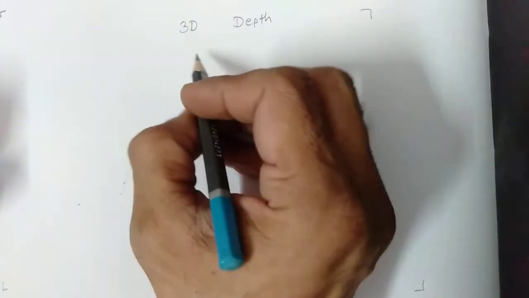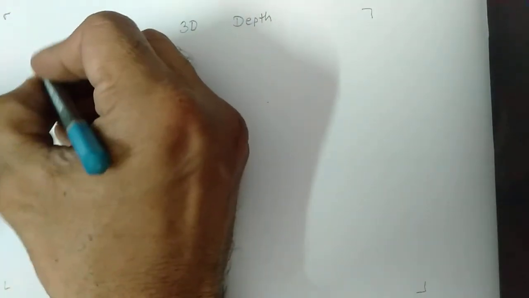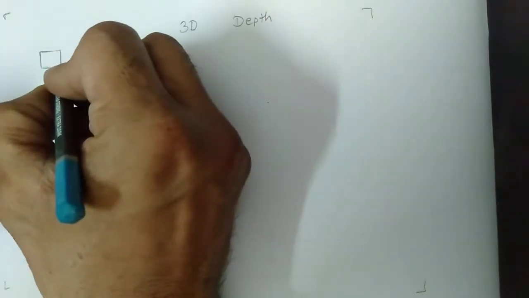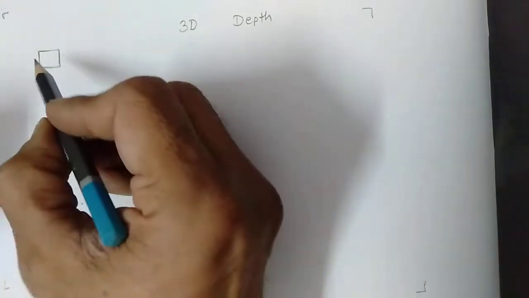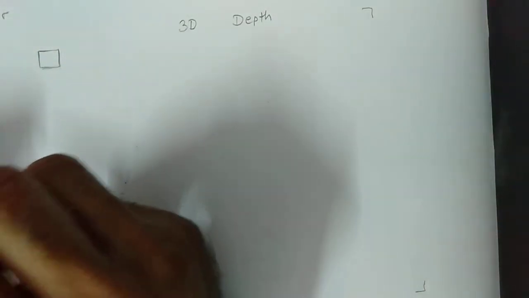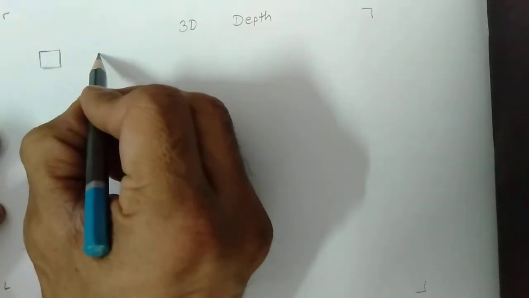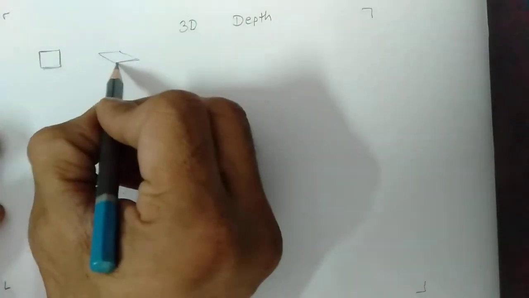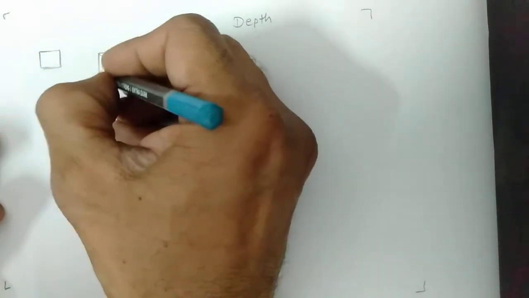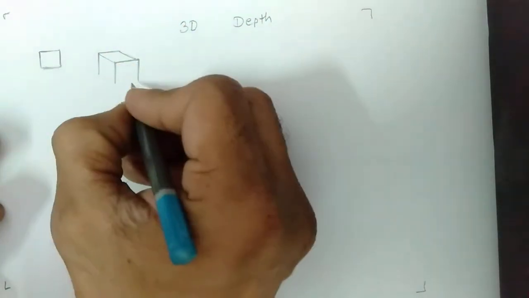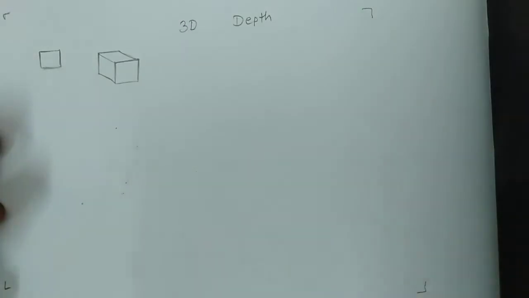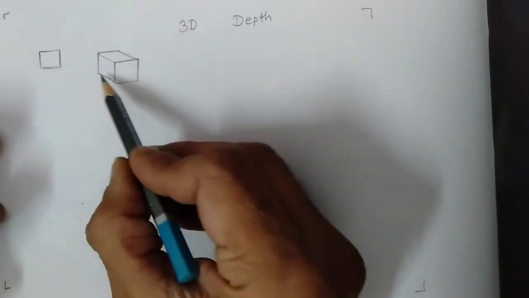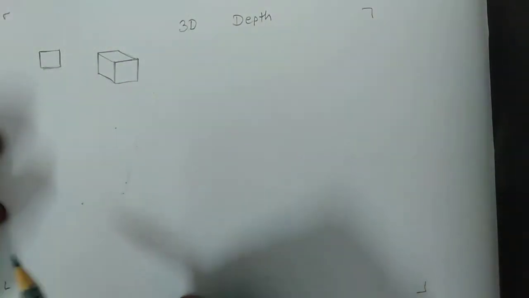So I'll just give you an example. Let's take the example of a square. This is a square and this is a two-dimensional object. It has only length and width. Now if you want to convert this 2D object into a 3D object, then we call it a cube. This is a three-dimensional object. It has a total of 3 dimensions. This is length, this is breadth and this is height. Alright.